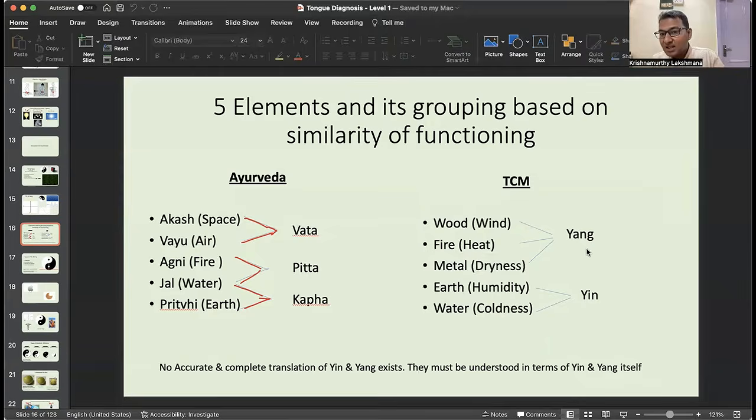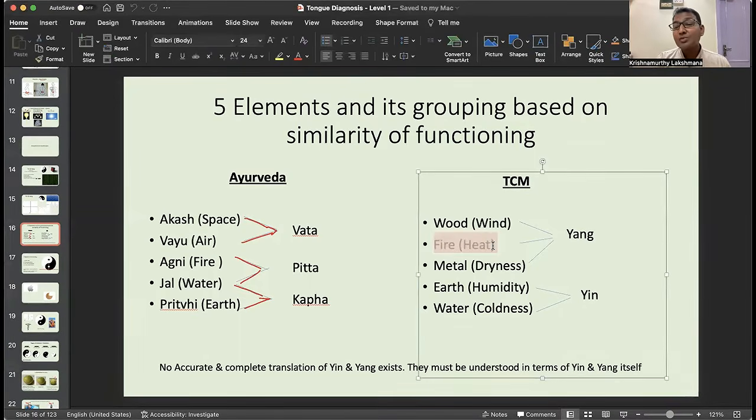Now let's take another example. There is one roti that is hot, just out of the tawa, and there is another roti which is cold. Is hot roti yang or cold roti yang? Hot roti is yang in nature. Why? Because of the fire element. In a hot roti, fire is more. It's hot, so it is yang in nature.